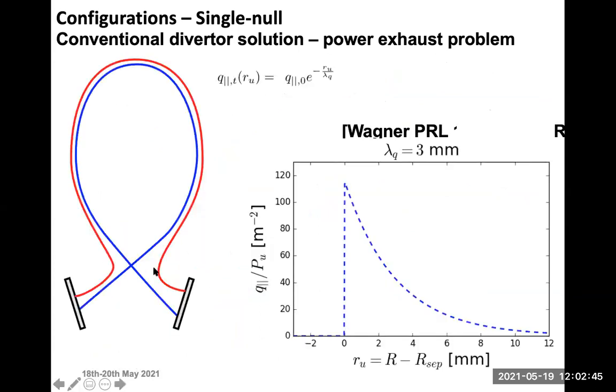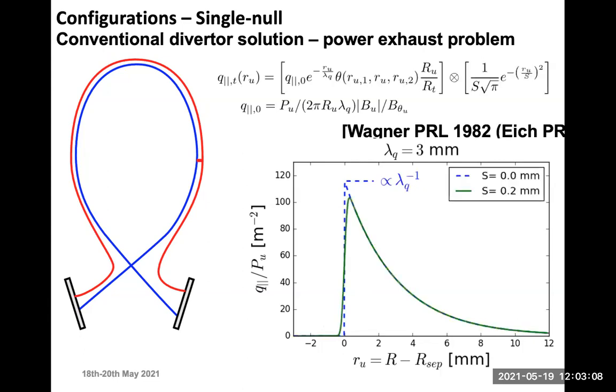In a single null divertor, this is just a concept, you would have something like this as a heat flux profile. From pure analytic considerations, it's something like a folding of an exponential decay and some cutoff towards what we call the flux region. I won't go into the details. Usually this profile shape is something like an exponential, and the width of this heat flux is 1 over lambda_q.